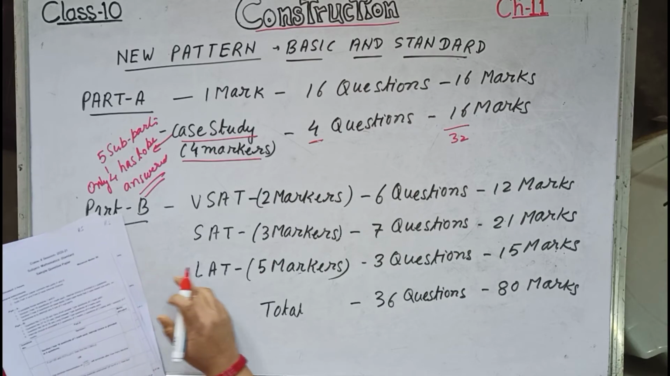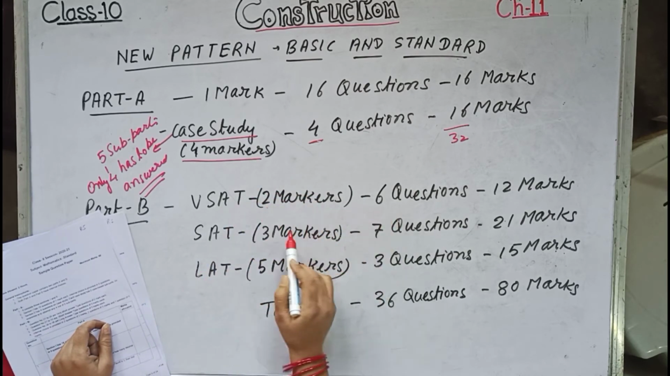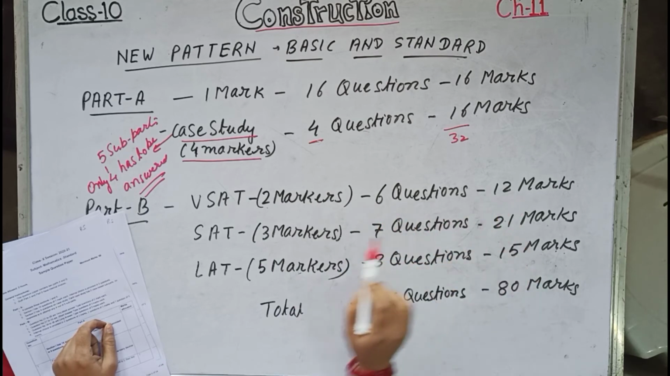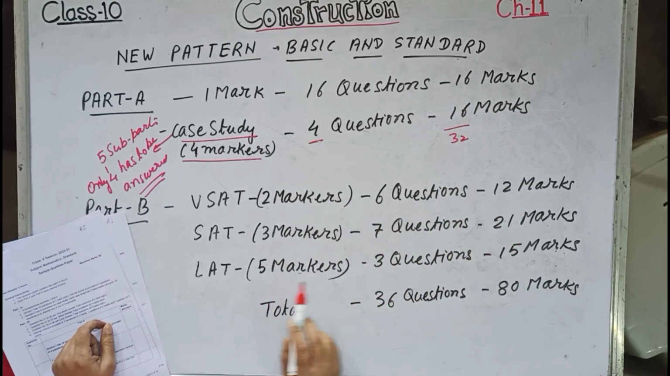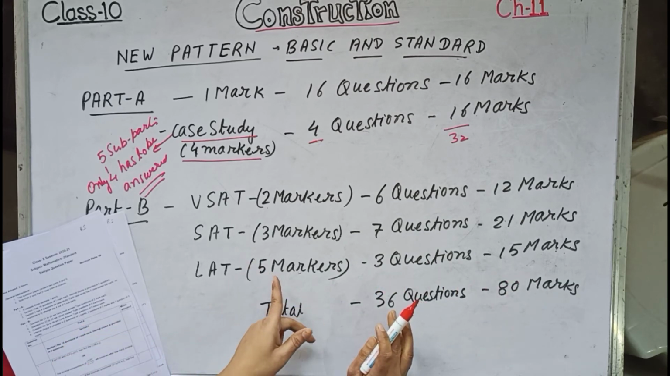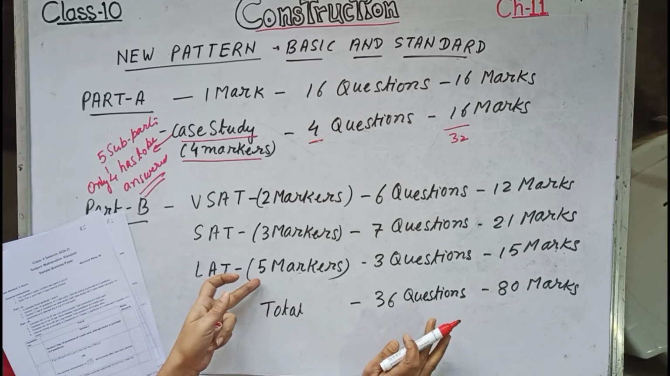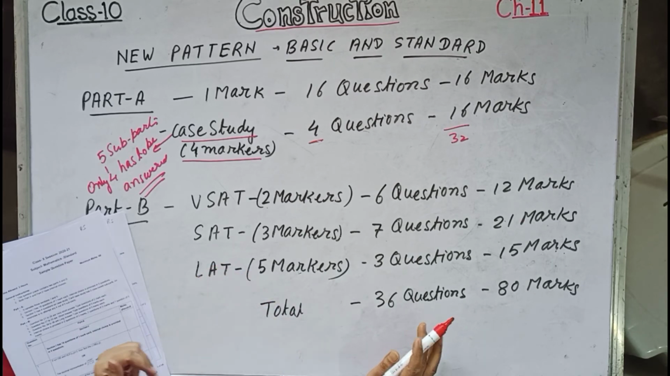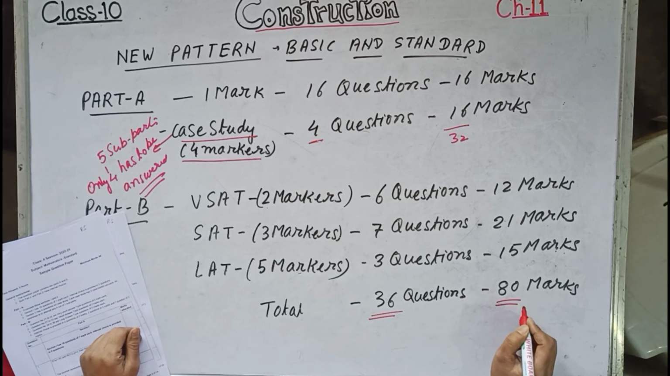Now part B, the distribution is as such: 2 marks questions 6, so 12 marks. 3 marks questions 7, so 21 marks. 5 marks questions 3, so 15 marks. Earlier there was no 5 marks question, there was a 4 marks question, which has been changed this year to 5 marks. So the total is 36 questions, which earlier was 40 questions. The total marks is the same as earlier, 80.